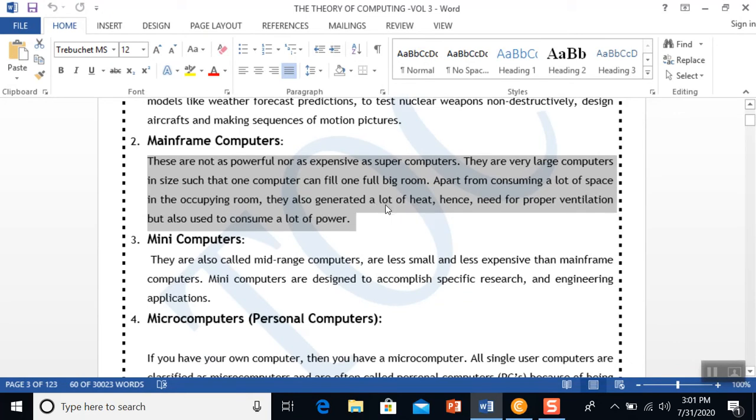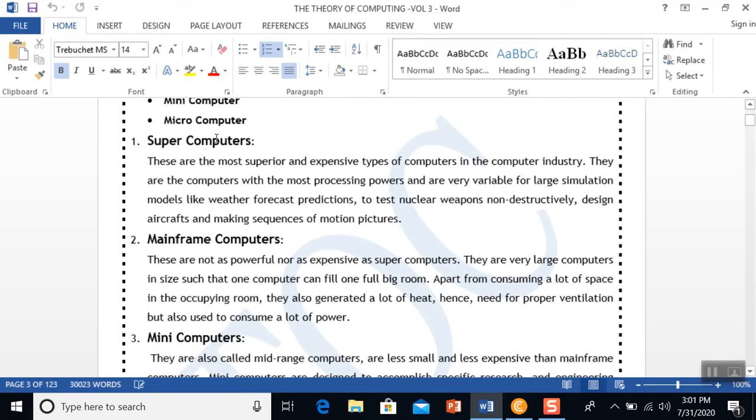They also generated a lot of heat and needed a lot of ventilation. They also used to consume a lot of power. The ZESCO units you buy, if you buy them for 100 kwacha, you'd find that in less than an hour, possibly, they will be finished. So they are different from the supercomputers.